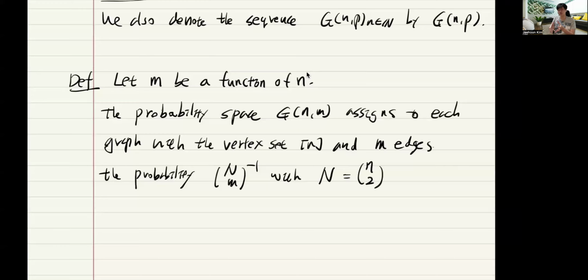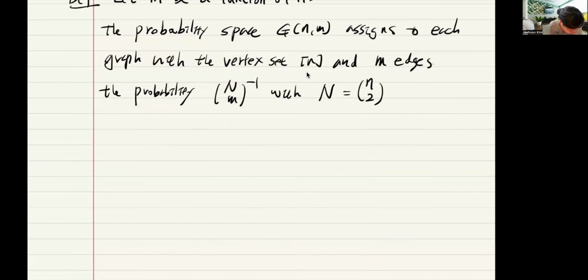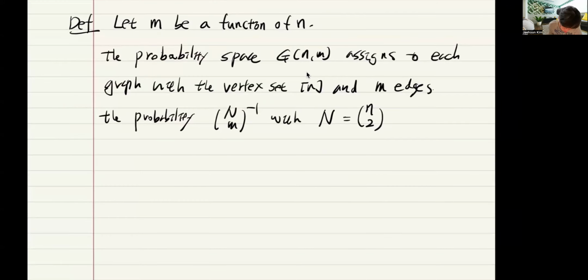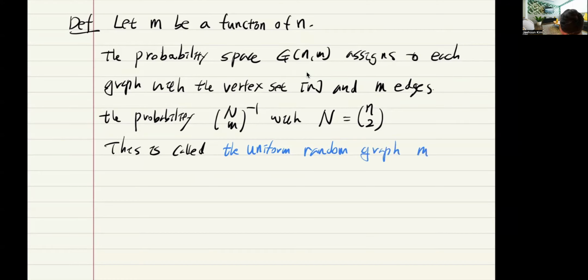How do you find such a graph? You choose M edges out of n choose 2 possibilities. That's how you choose this M-edge graph. And then among all of them, we give the same weight, same probability. And this is called the uniform random graph model.